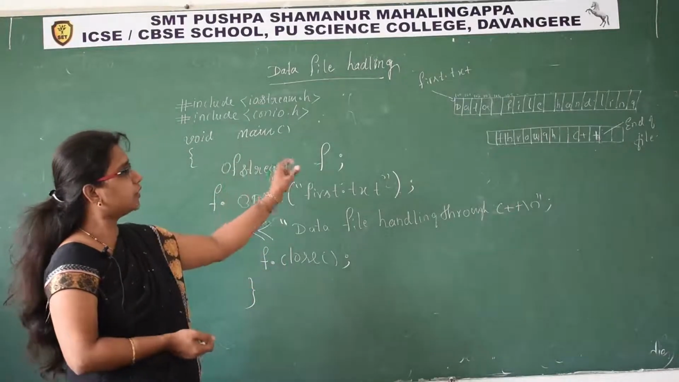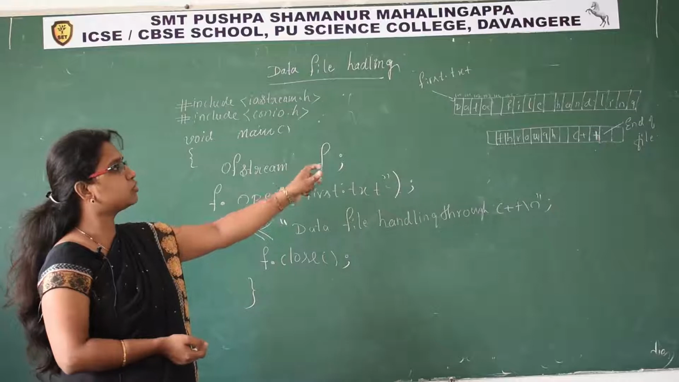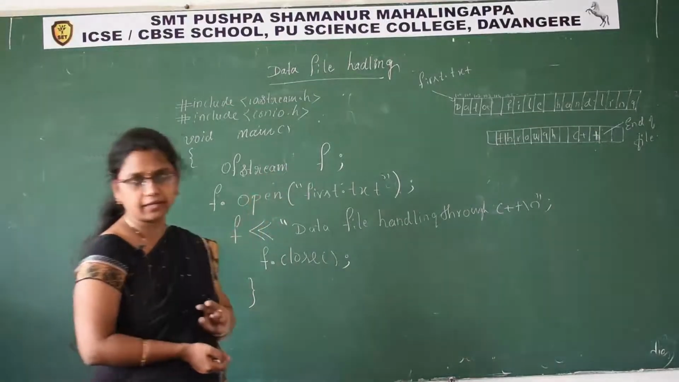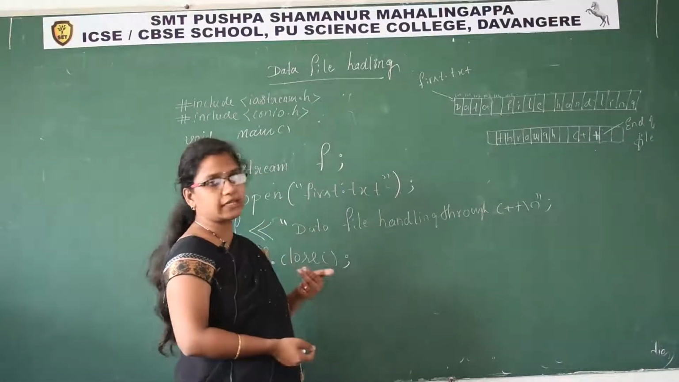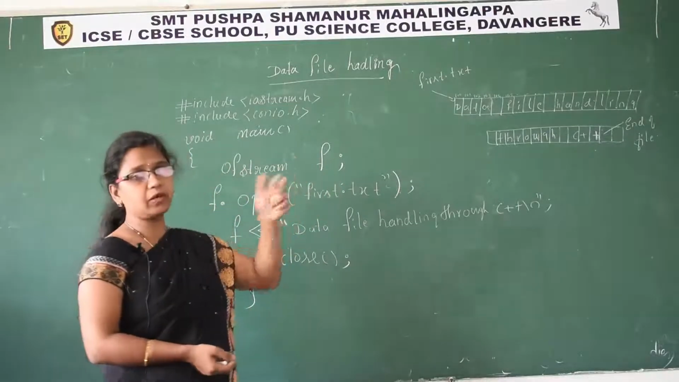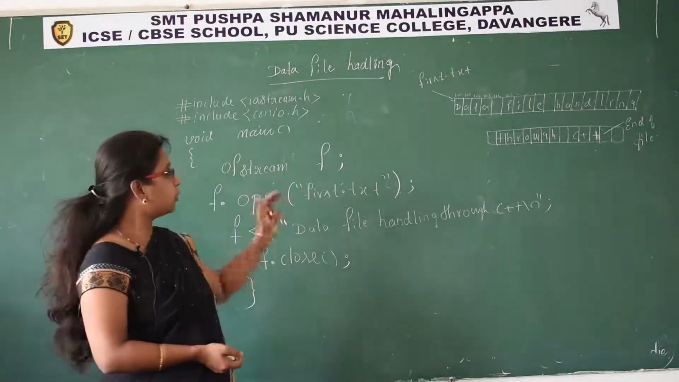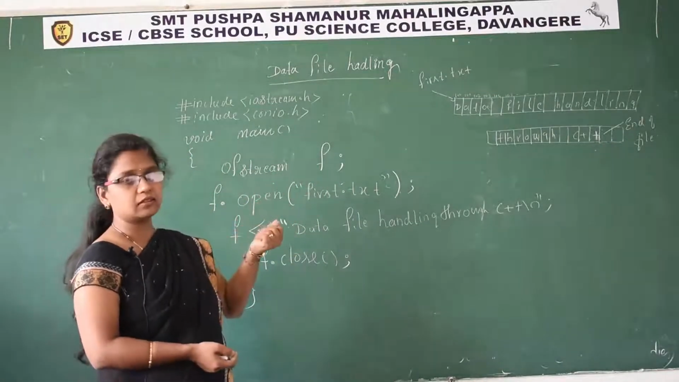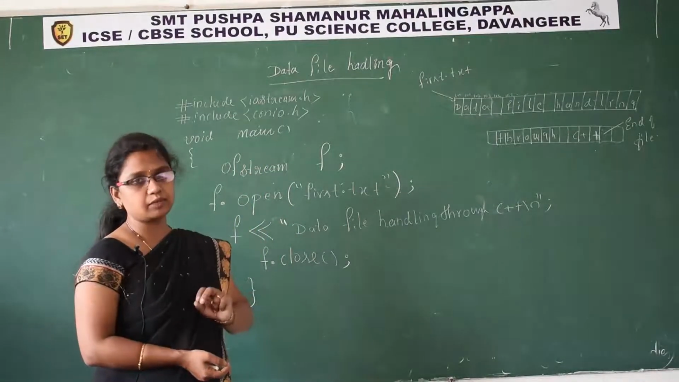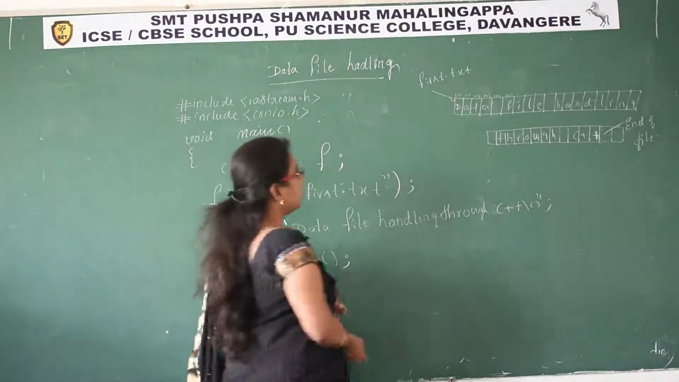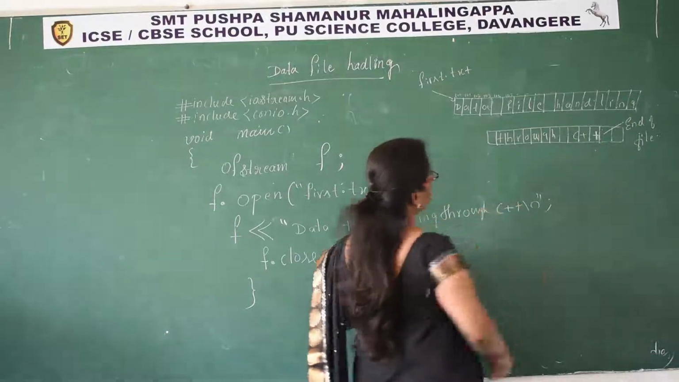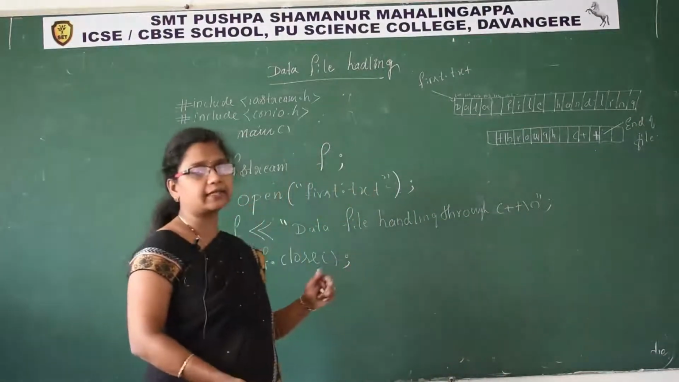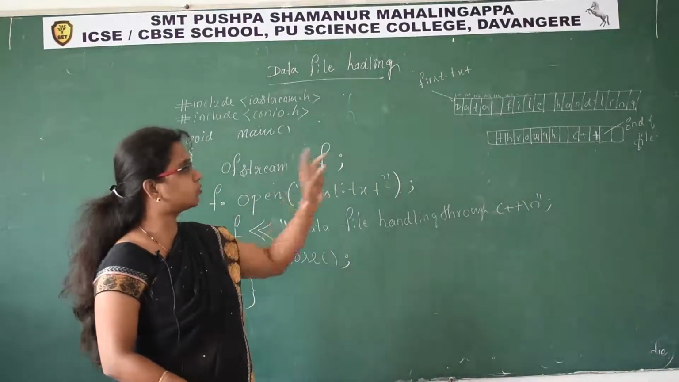Now the file contains data file handling through C++, all a sequence of characters. I want to fetch the data from the file and display it on the screen. So the program has to fetch the data and display it on the screen. What type of data am I going to fetch here? It's a sequence of characters.